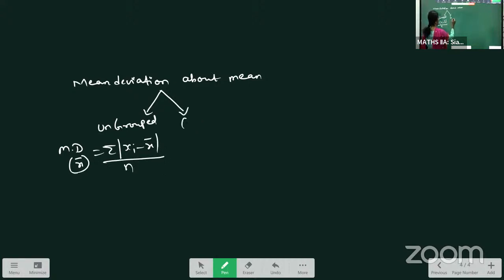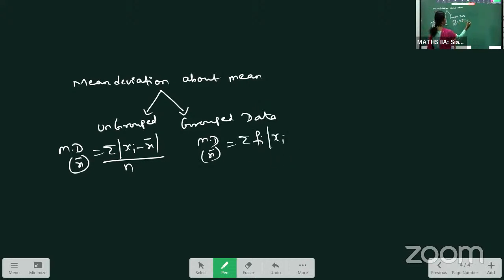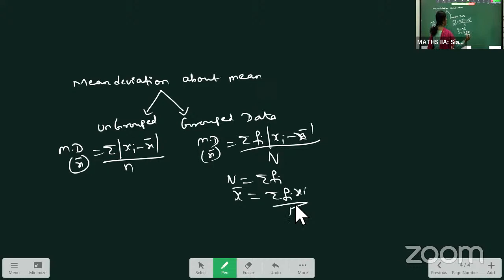For grouped data, mean deviation about mean is equal to sigma fi mod xi minus x bar by capital N, where capital N is the sum of the frequencies and x bar is the mean, sigma fi xi by capital N. Here also the same: n is the number of observations and x bar is sigma xi by n. This is for mean deviation about mean.